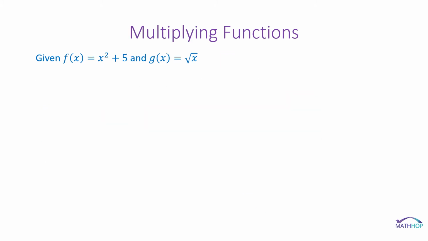Let's multiply, and let's change the functions just a little bit. Now we have f of x is x squared plus 5. So again, f of x is a quadratic. The domain is all real numbers. There's literally no number that you could not stick in and square and then add 5 to.